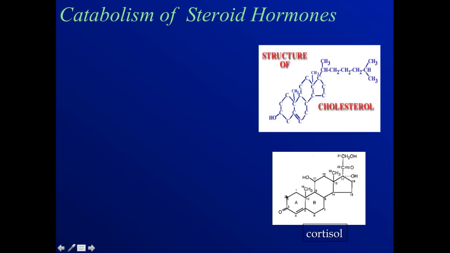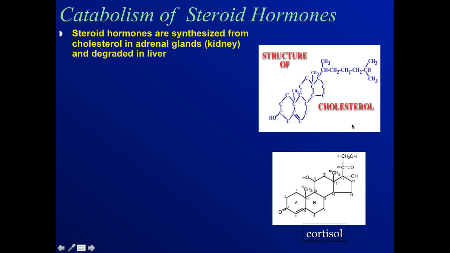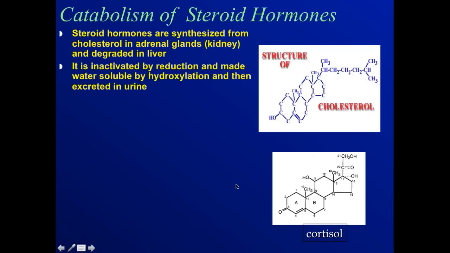Now, a little bit about catabolism of the steroid hormones. How does the liver do it? Right? Now, your steroid hormone actually is being synthesized from cholesterol. Okay, so this is the cholesterol, and of course, the main ring structure here is the basis for the formation of the hormone. For example, here is cortisol. Usually steroid hormones are synthesized in the adrenal glands. Although it is synthesized in the adrenal glands, the degradation occurs in the liver.